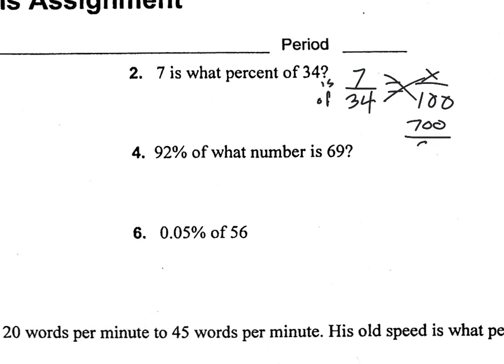34x, or just divide by 34 in this case. So we're going to go 700 divided by 34. Whoops, I did times. Whoops.